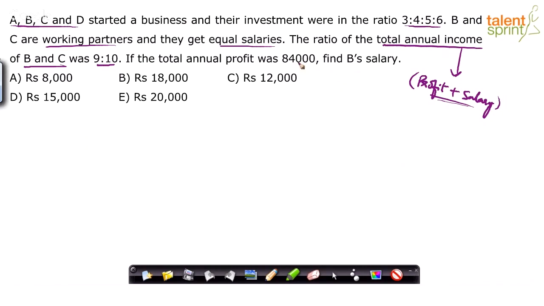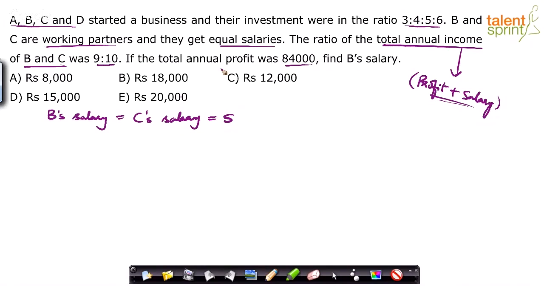And we also know that total annual profit is 84,000. So find B's salary. What do we do? Let us assume that salary of each person is S. B's salary is equal to C's. Both of them get equal salaries, right? So B's salary equals C's salary equals S. Both of them get salary which is S.